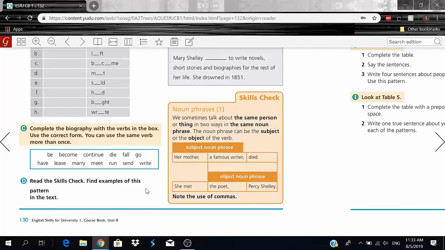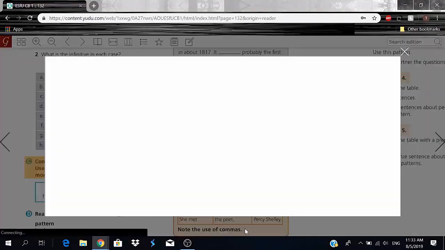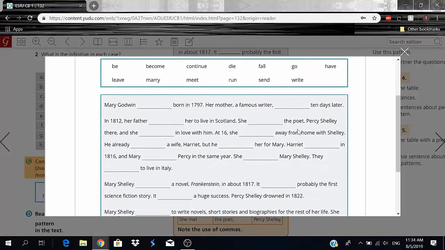Now, let's read the skill. We already did that. Find examples of this pattern in the text. So let's actually open this up here. We have, she met the poet Percy Shelley. We found one. Her mother, a famous writer, this one as well. Anything else? He already had a wife, Harriet. You see this? So we found 3. So she was a wife and her name was Harriet.